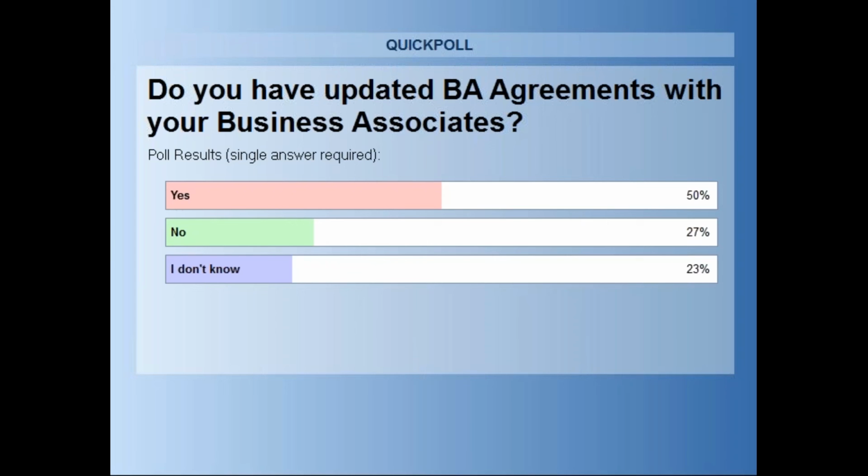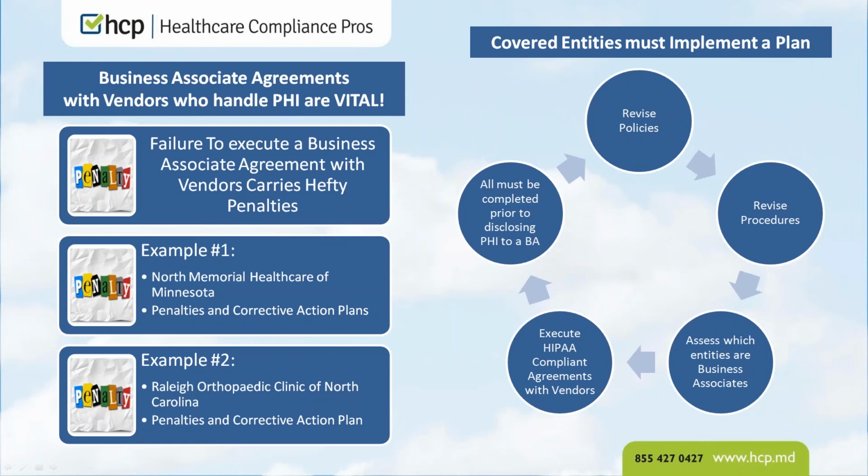So also included in the form section is an updated current BA agreement that meets the HIPAA privacy rule and HIPAA omnibus requirements. You're more than welcome to download that. If you have any questions about your business associate agreements, we'd highly recommend you contact us so that we can help you with that. So now we're going to go ahead and move on to the next slide.